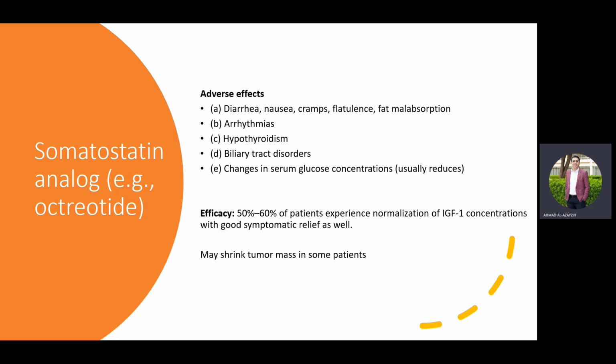When it comes to the efficacy, we talk about up to 60% of the patients will experience normalization of IGF-1 concentration with good symptomatic relief as well. These medications are considered more effective in normalization of IGF-1 when compared to the previous medications, like bromocriptine or cabergoline. Also, they can affect the tumor mass in some patients. So this could add an advantage to the use of such drugs in such situations.